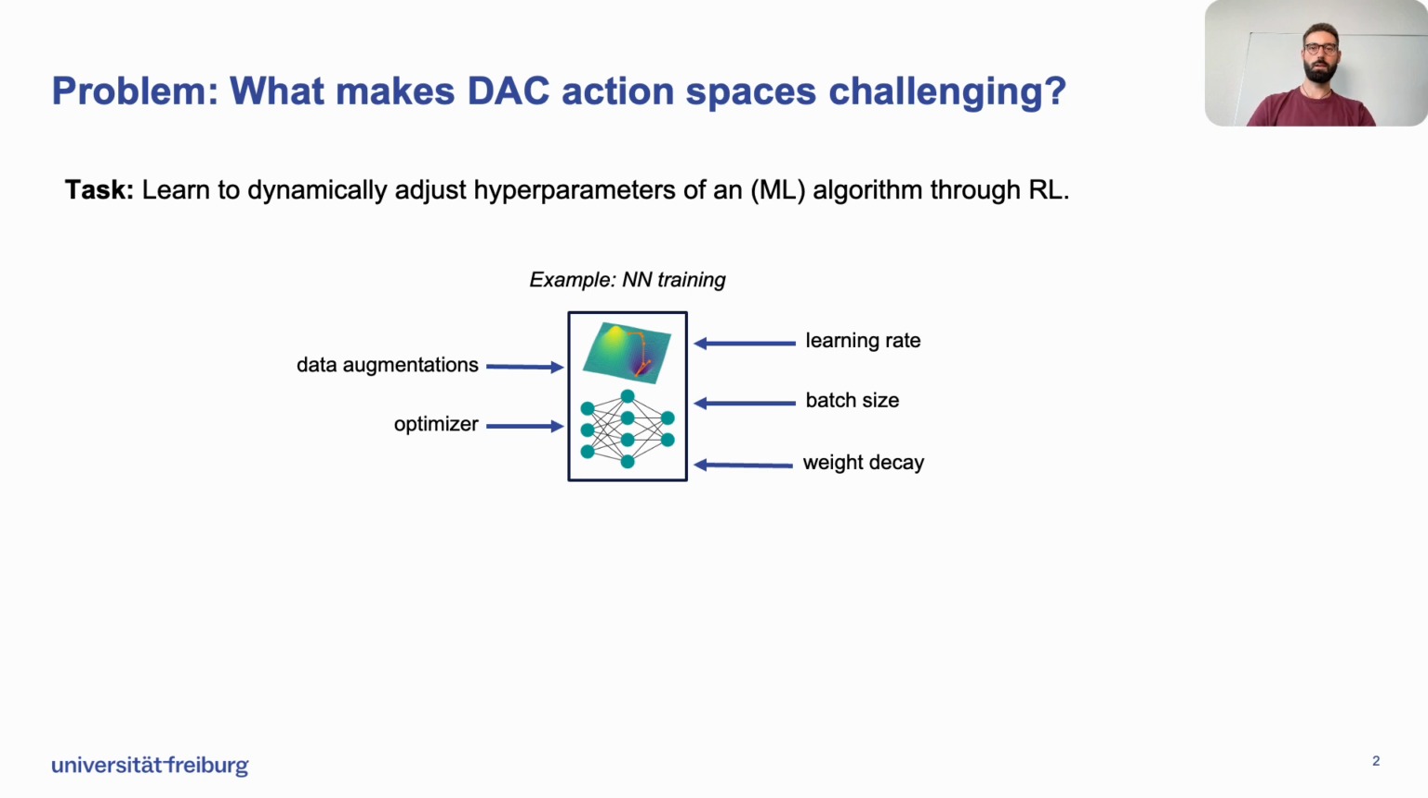Here we need to set a variety of hyperparameters. And if we look at the resulting action space for DAC, we see it is high dimensional as we have to set so many hyperparameters. There are interaction effects between these action dimensions. Setting one hyperparameter affects the optimal setting of others. But there's also a property of these action spaces that we can exploit. From prior work we know that some hyperparameters are more important than others.